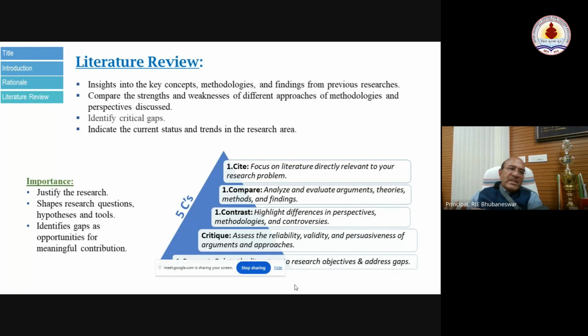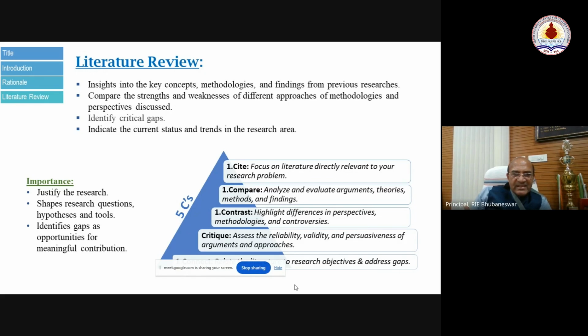And in doing this, we can find certain gaps. So we can identify critical gaps, not only gaps, critical gaps, which are to be addressed. Then indicate the current status and trends in the research area. So this literature review will help us in indicating the current status and trends in the research area.